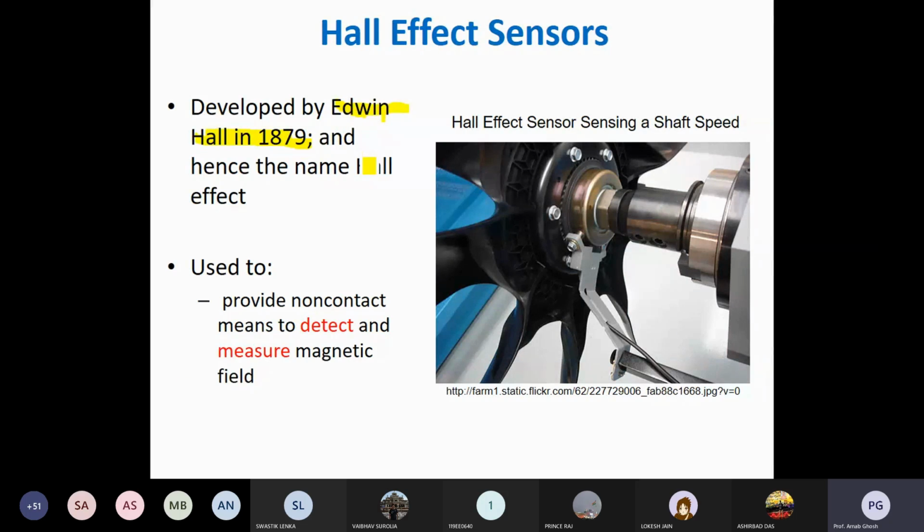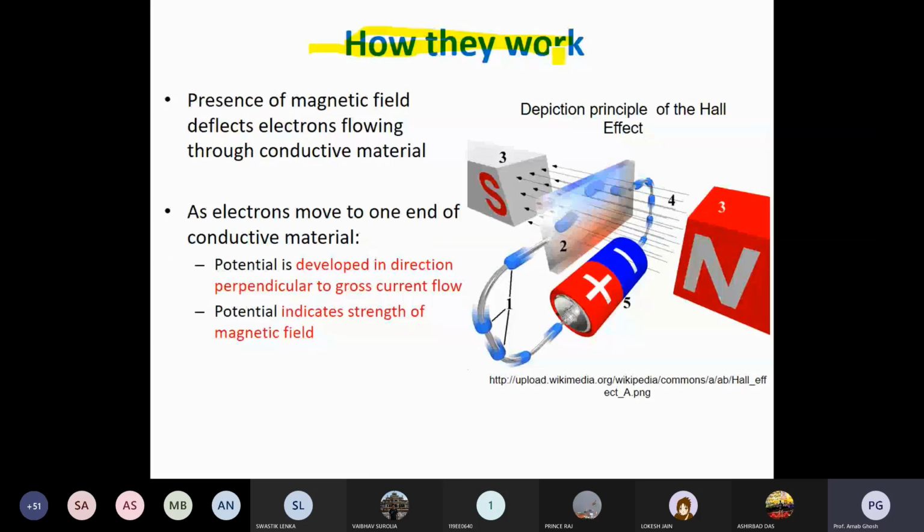First you need to know how they work. In the presence of a magnetic field, they deflect the electrons flowing through the conductive material. Here you can see the description of the Hall principle. North and south poles are both there, and the lines of force come from the north pole to the south pole. In between, a plate or conductor is there through which current flows, and the induced EMF is what you are going to measure.